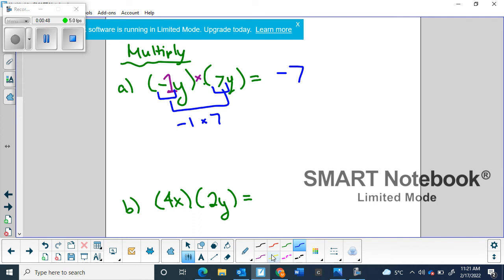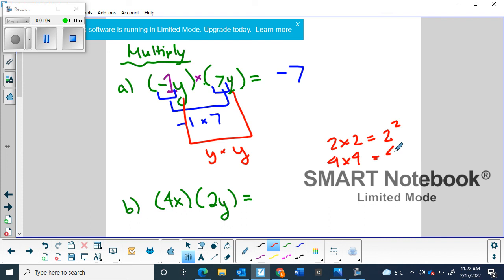Then I'm going to take the variables and multiply them by each other. In this case, we have y times y. We've learned that when we have the same number times itself, let's say 2 times 2, we represent that as 2 squared because we have it twice. If we had 4 times 4, it would be 4 squared. So y times y would be y squared. I bring that up here and combine them because they're still being multiplied. My answer would be negative 7y squared, and that would be my final answer for that one.